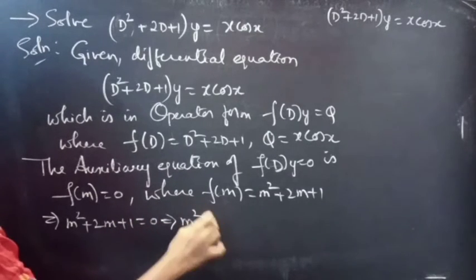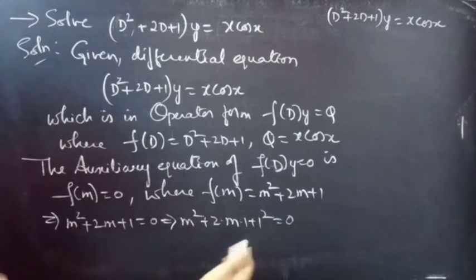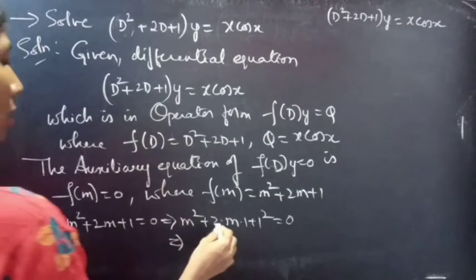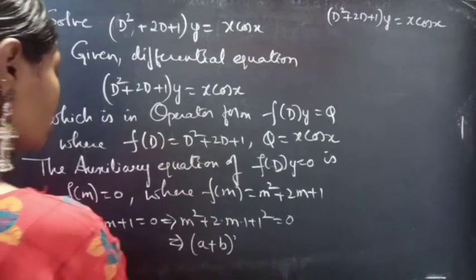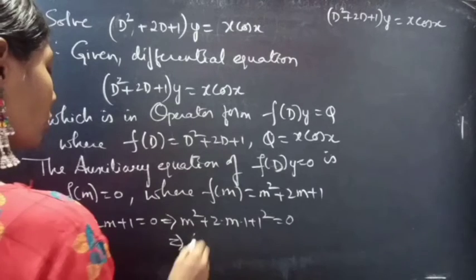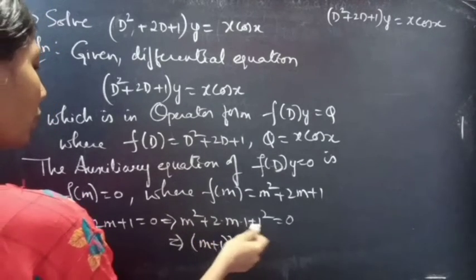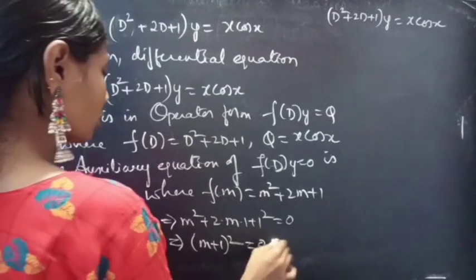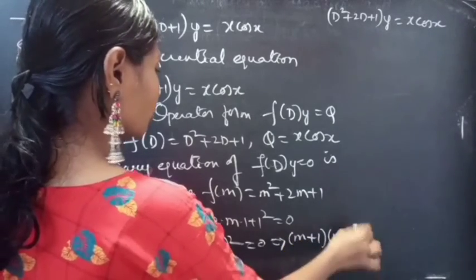We can write 2m as 2 into m into 1 and 1 as 1 square, and this is in the form of the expansion of a plus b whole square, right? Then we can write it as a plus b whole square, that is m plus 1 whole square. See, we have m square plus 2 into m into 1 plus 1 square. So we can write it as m plus 1 whole square equals 0. We can write m plus 1 whole square as m plus 1 into m plus 1 equals 0.